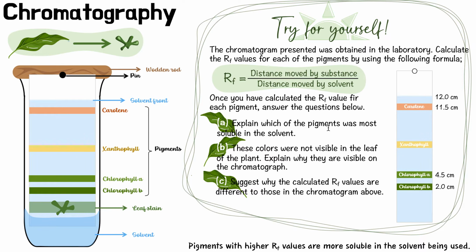So explain which of the pigments was most soluble in the solvent. Well, it's going to be carotene, because carotene has the highest retardation factor. It moved the furthest, meaning it was very attracted to this water. So when the water came by and moved up, it wanted to stick with the water, so it moved with it. It had some attachment issues, okay?